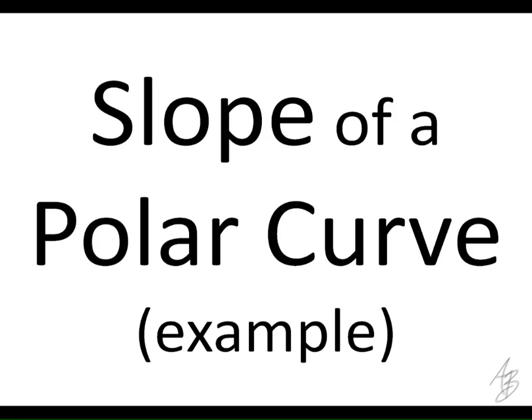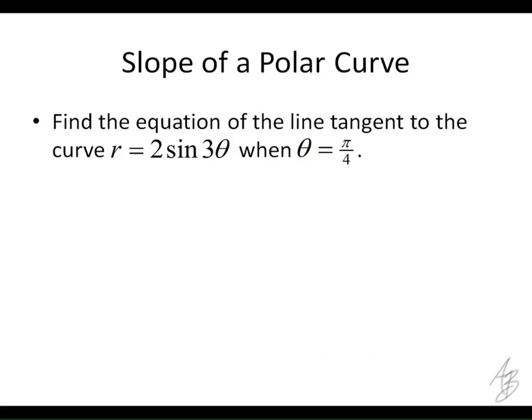So let's look at an example where we're going to actually find the slope of a polar curve. We want to find the equation of the line tangent to the curve r equals 2 sine of 3 theta when theta equals pi over 4. So this is a slope problem because to find the equation of the tangent line, we're going to have to figure out what the slope is, right?